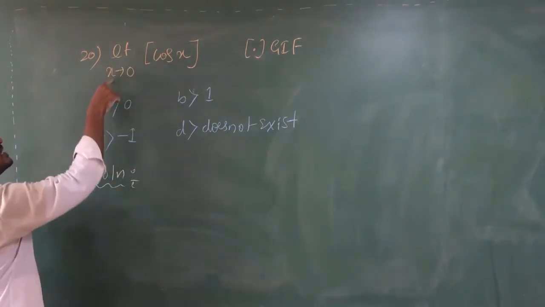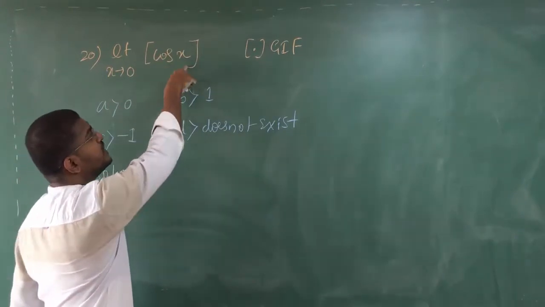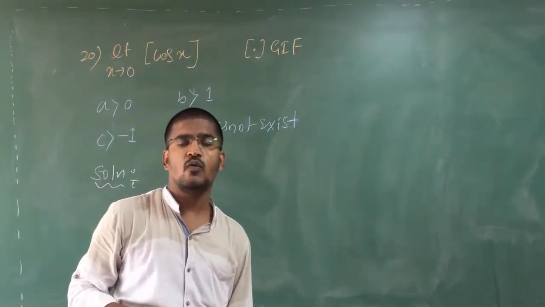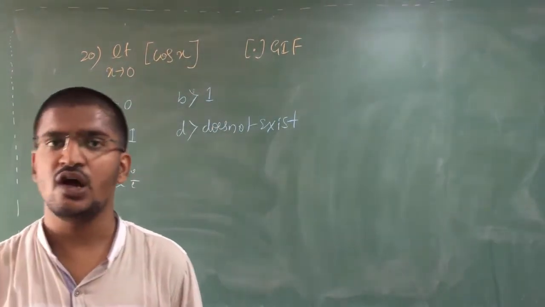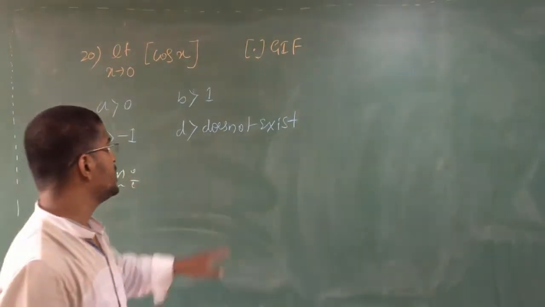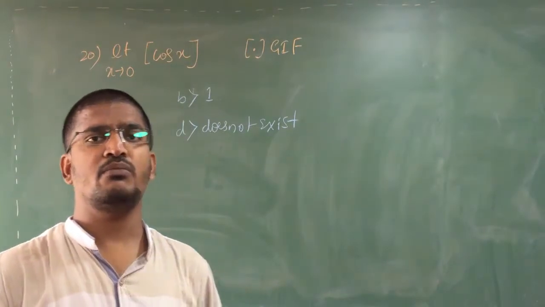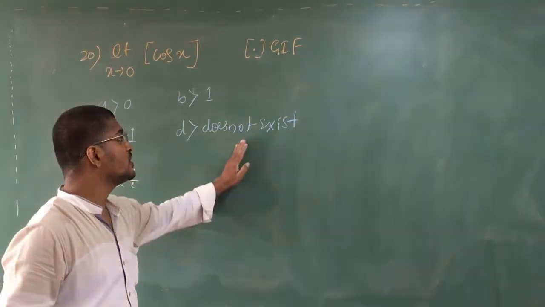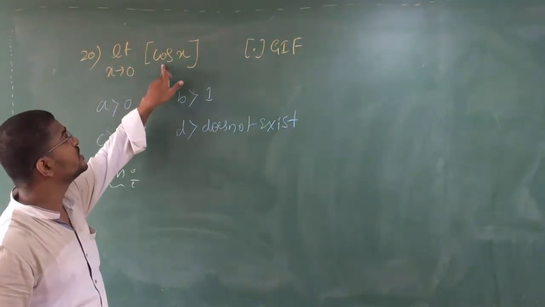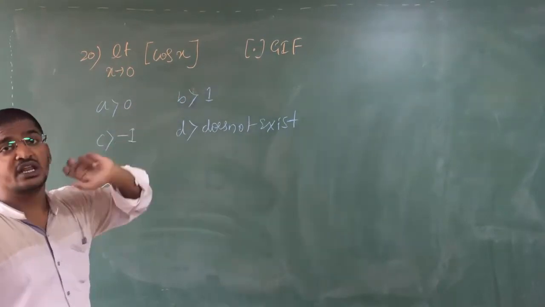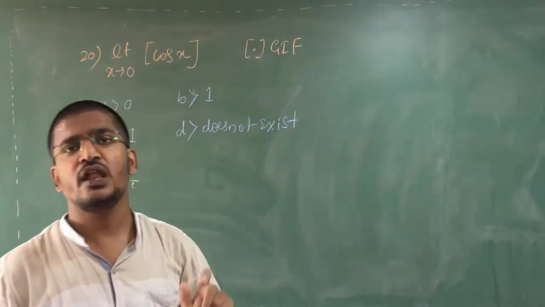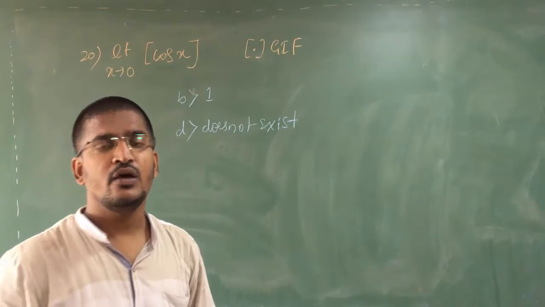It is given as limit x tending to 0 of the greatest integer of cos x. What are they asking? The greatest integer of cos x. Here option D is does not exist. But please remember, before answering does not exist, see your greatest integer function. This is a trigonometric function. I've got my point.